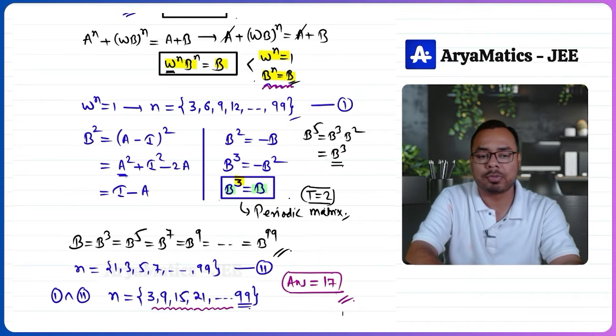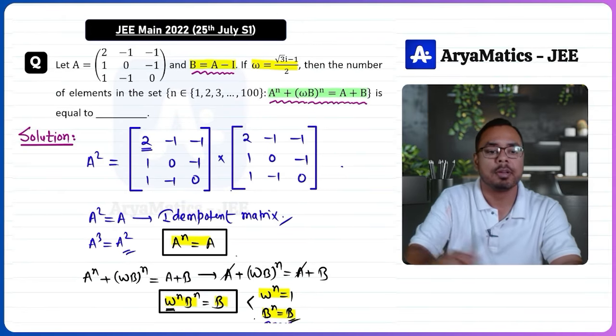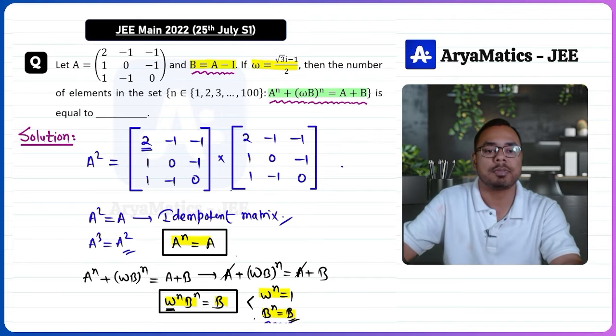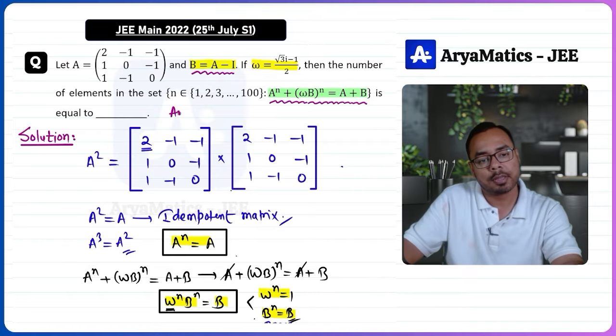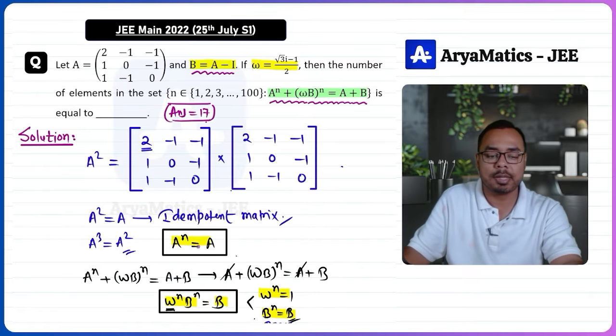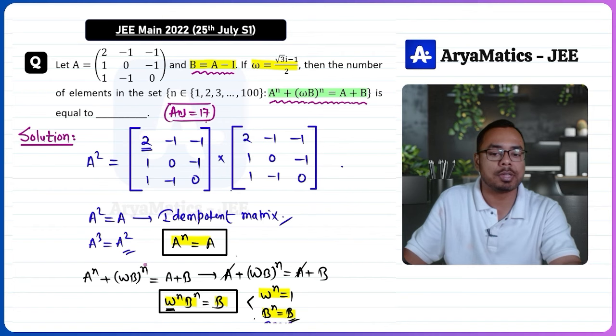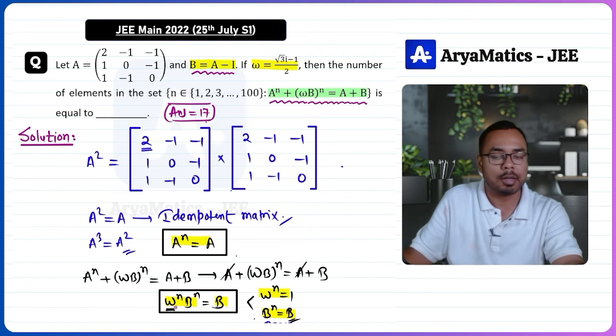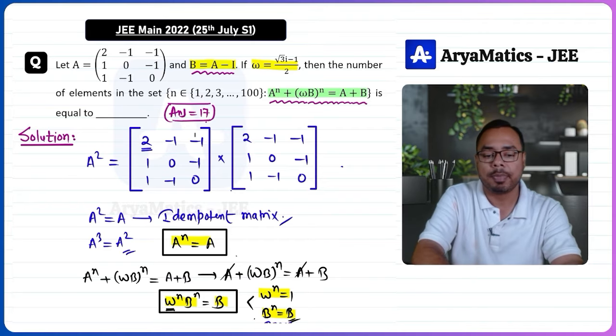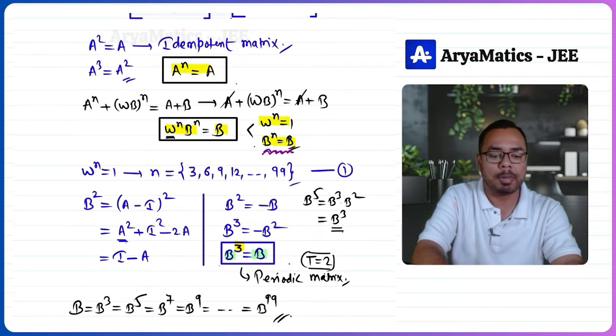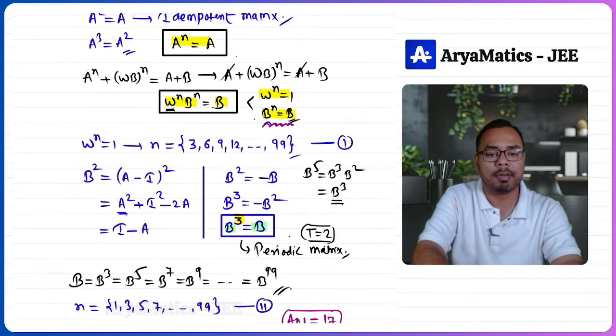So I'll quickly summarize what we have done in this question. First, we calculated A square. A square was the same as matrix A. That means we have an idempotent matrix. In case of an idempotent matrix, any power of that matrix is matrix A only. So A square, A raised to n will be A, and therefore these two terms will cancel. So basically we had to satisfy the condition that omega raised to n into B raised to n must be matrix B, right? So from here we have two conditions.